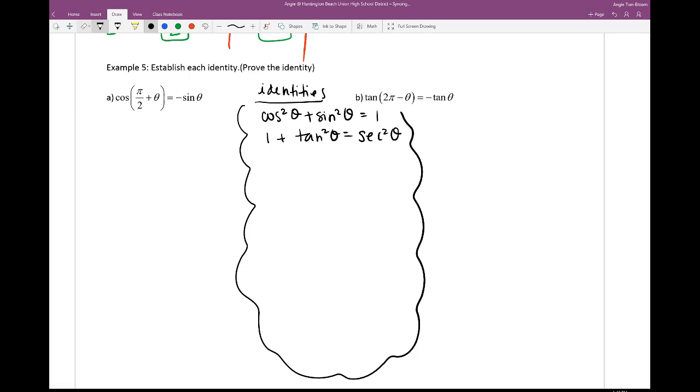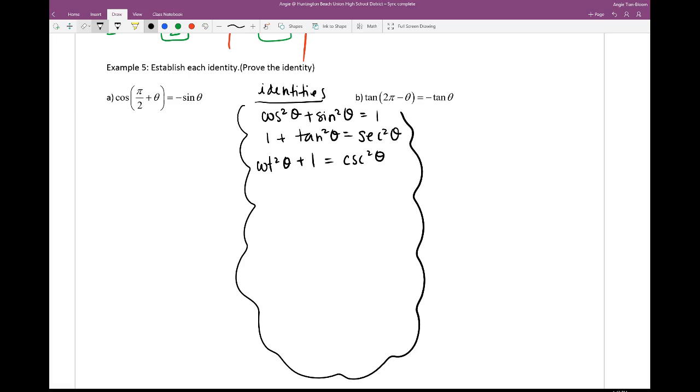Then I can do the same thing by dividing each and everything by sine square. So that's really cotangent square of theta plus 1 equals 1 over sine square, which is now cosecant square of theta. So that's old, right? We still need to know it.